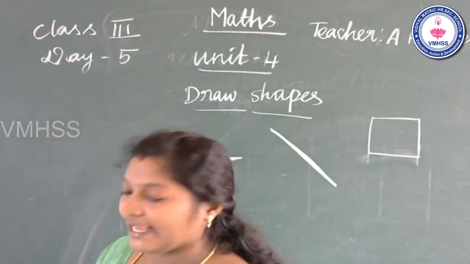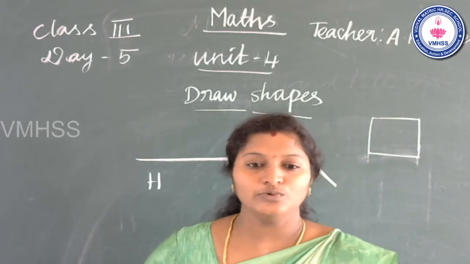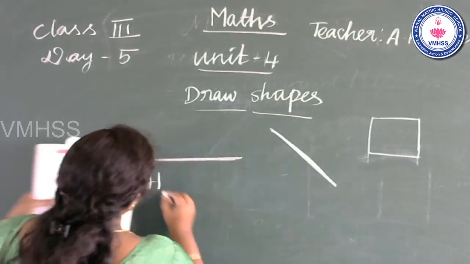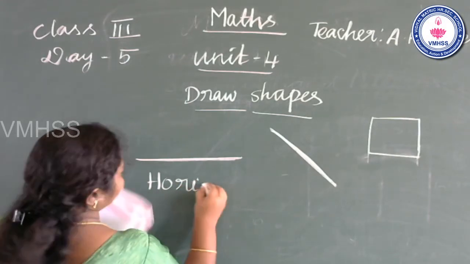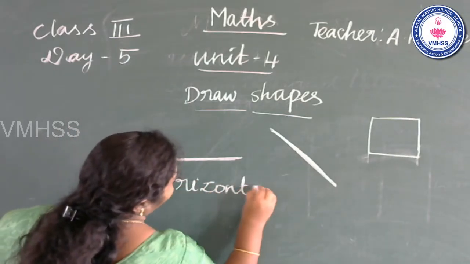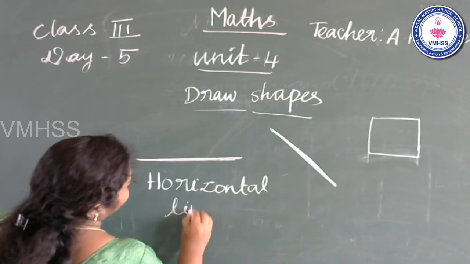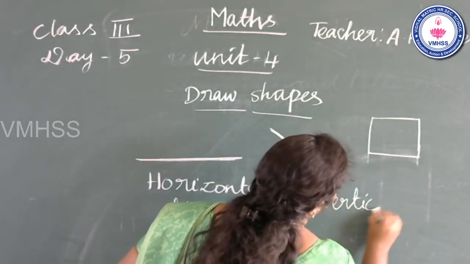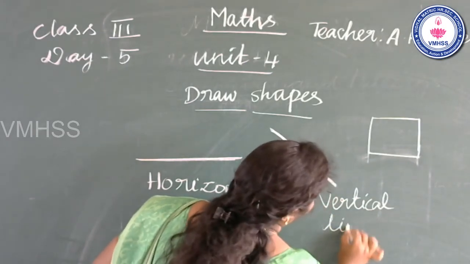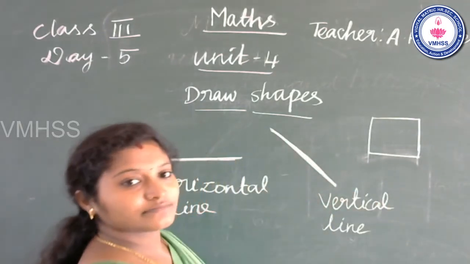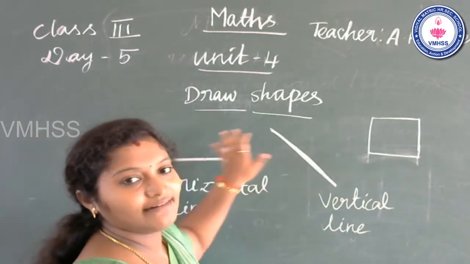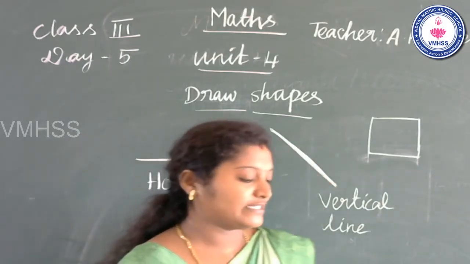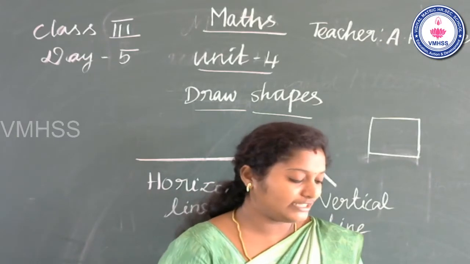Okay students, take a page number 82. So this line is horizontal line and this line is vertical line. You already learned types of lines. Okay, we recall the lines.